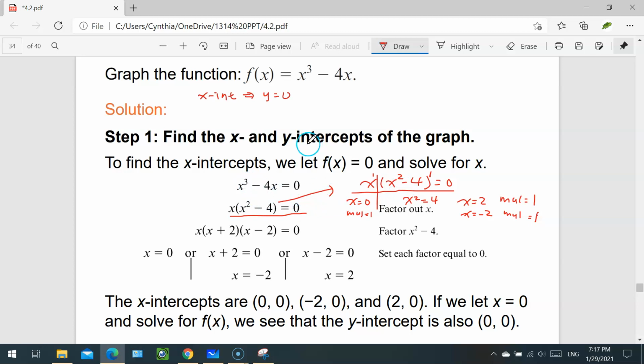Now finding the y-intercept, we let x equal 0. So that means I substitute the 0 back into the function. So I get 0 minus 0, which is 0. So this is your y-intercept.